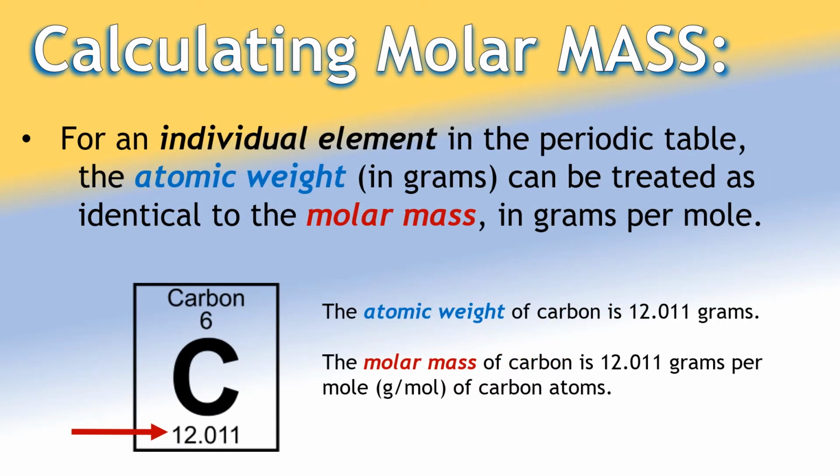Now, how do we do it for an individual element? Well, it's very simple. You go to the periodic table, and in the boxes for the individual elements you'll see numbers, and one number is a whole number, which of course is just the atomic number of that particular element. Here we have carbon, which is atomic number 6. But within the box of the periodic table, you'll also see a decimal expression. That's the atomic weight of that element. And that number, which is a decimal, is actually given in grams. And we can treat that atomic weight in grams as identical to the molar mass, which is simply grams per mole. If you have 1 mole of carbon, you've got about 12.011 grams of carbon.